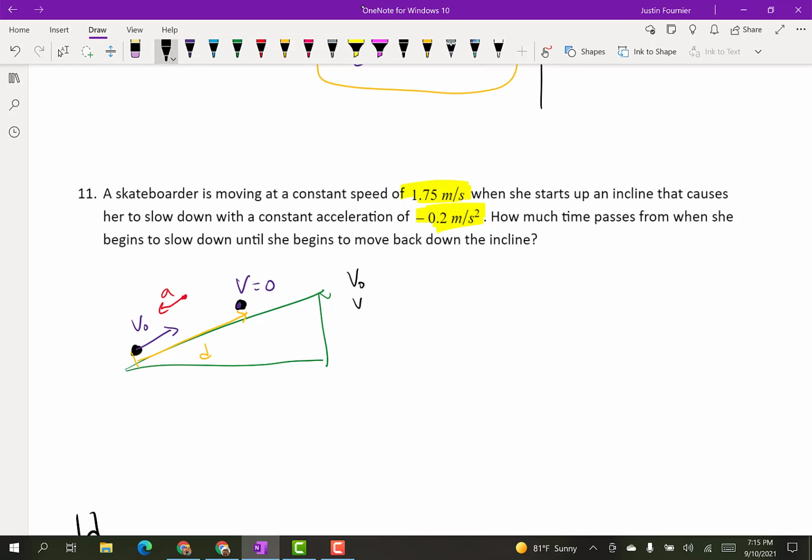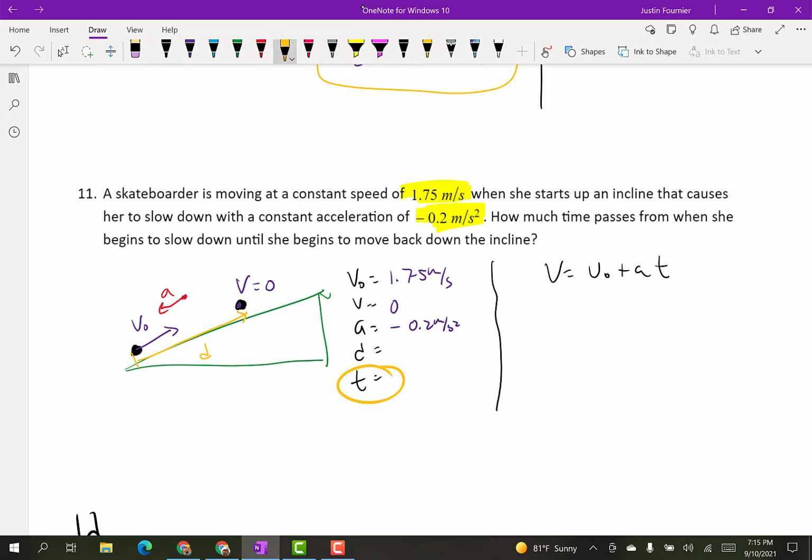So I'm going to write a VOVAT. I know the final velocity is 0. Initial velocity is 1.75 meters per second. The acceleration is negative 0.2 meters per second squared. And I'm looking for the time. So I think I'm going to use omega. I know the final velocity is 0. And so I can solve for the time.